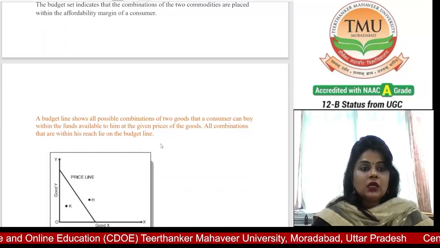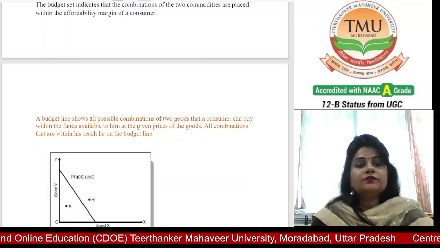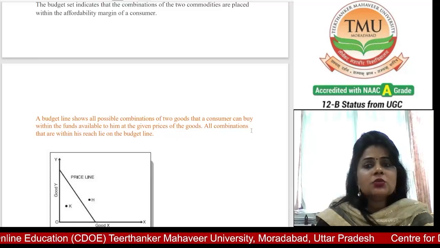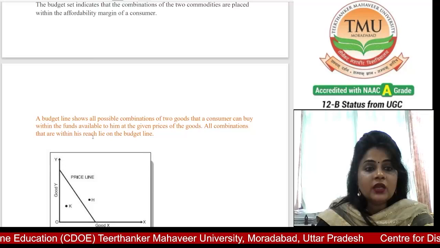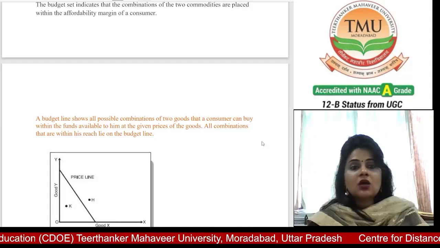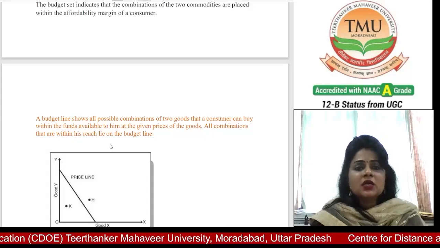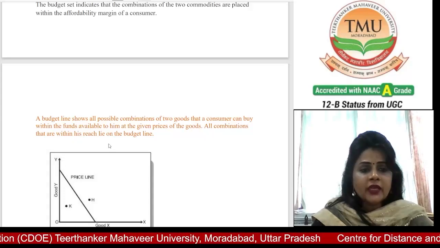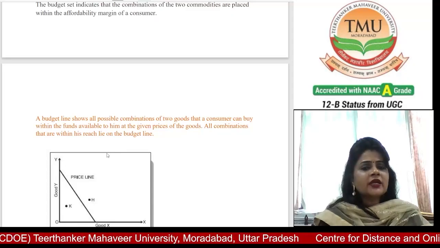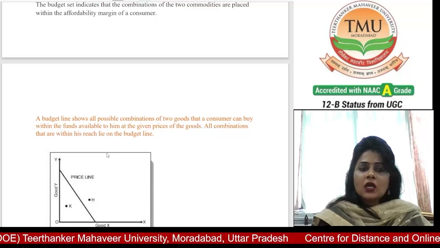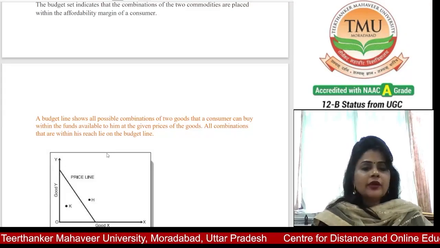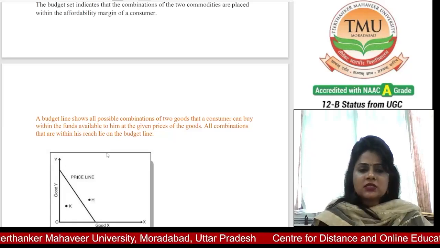Now we see here a budget line. A budget line shows all possible combinations of two goods that a consumer can buy within the funds available to him at the given prices of goods. All combinations that are within his reach lie on the budget line. Since a higher indifference curve represents a higher level of satisfaction, a consumer will try to reach the highest possible indifference curve point to maximize his satisfaction.